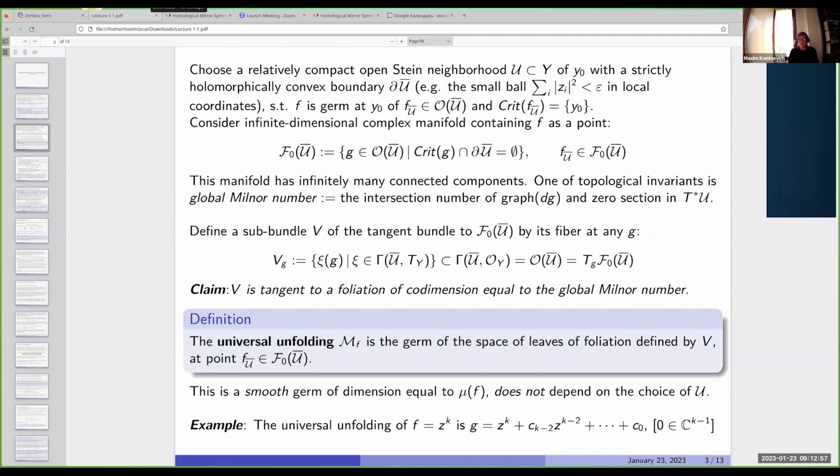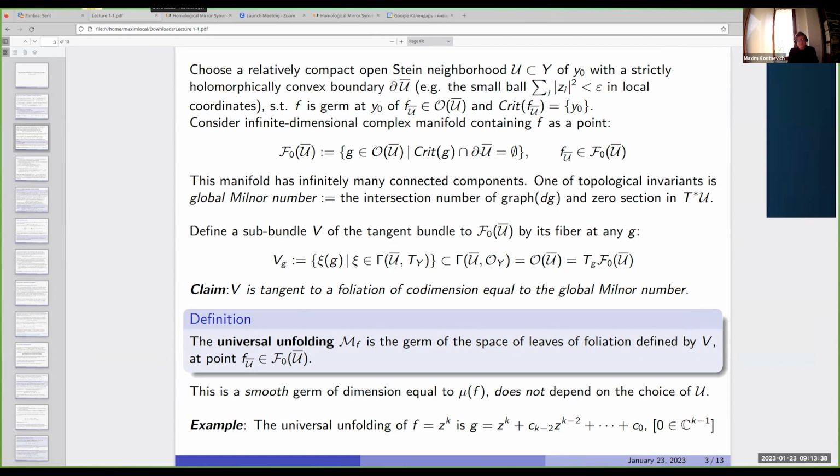But one of the obvious topological invariants is what one can call the global Milnor number. You consider the graph of the differential of my function g and the zero section in the cotangent bundle. Again, they intersect in some finitely many points, because it should be an analytic subset, compact and contained in the open ball, so it should be only zero dimensional. And you consider the intersection number in the topological sense. And this intersection number doesn't change under continuous deformation of function g because the critical points never touch the boundary.